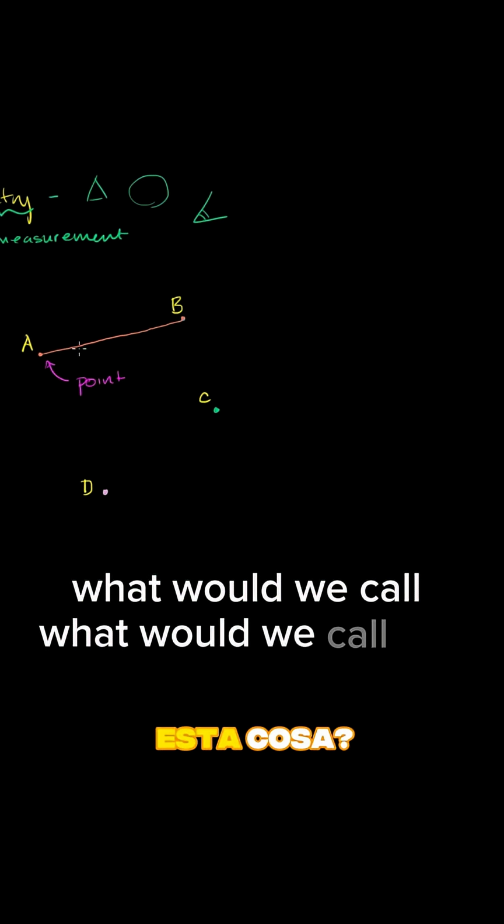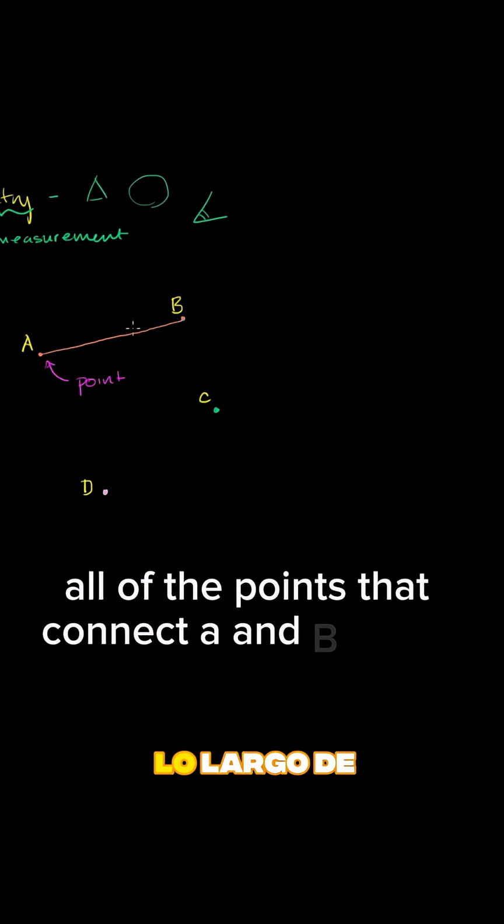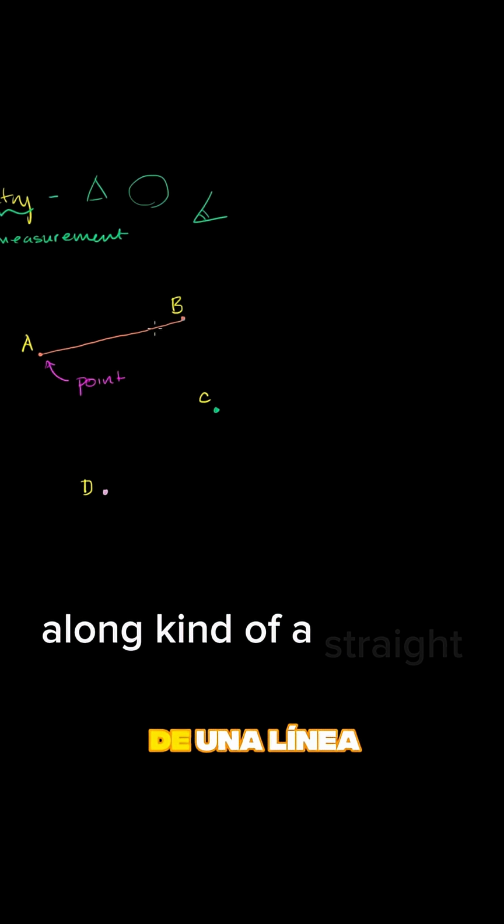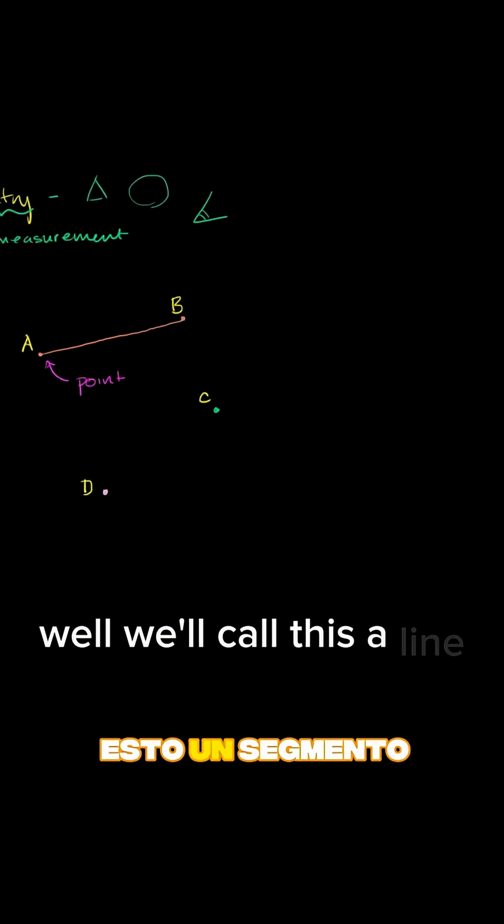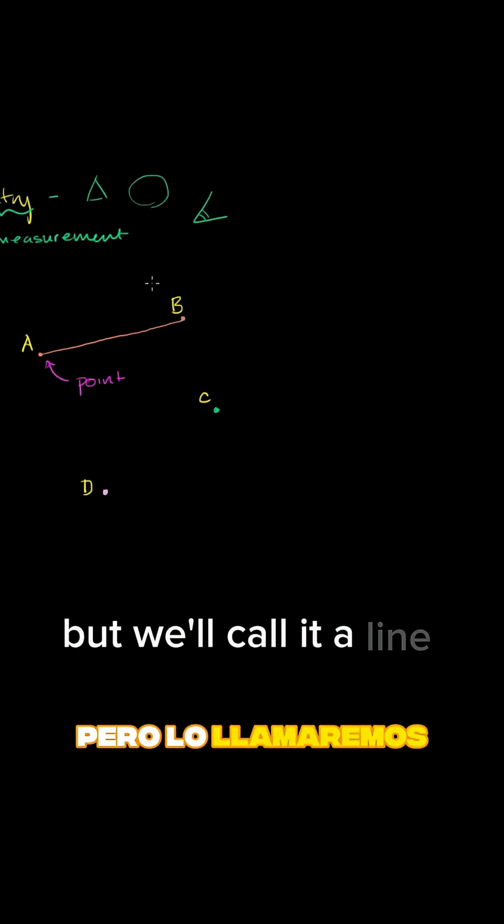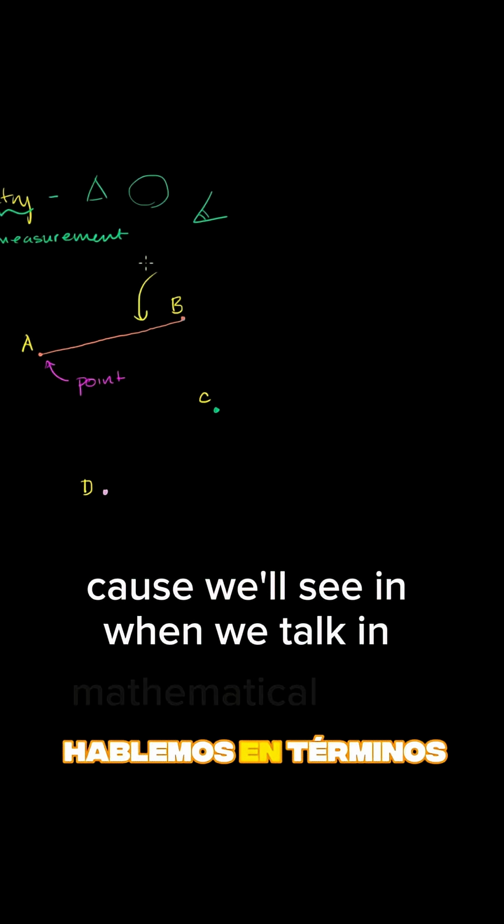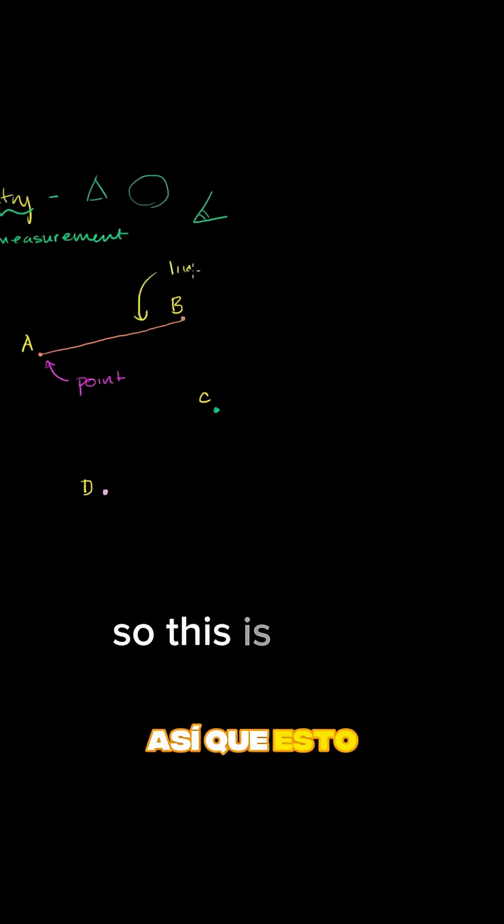What would we call this thing? All of the points that connect A and B along the straight, and I'll use everyday language here, kind of a straight line like this. Well, we'll call this a line segment. In everyday language, you might call it a line, but we'll call it a line segment, because when we talk in mathematical terms, a line means something slightly different. So this is a line segment.